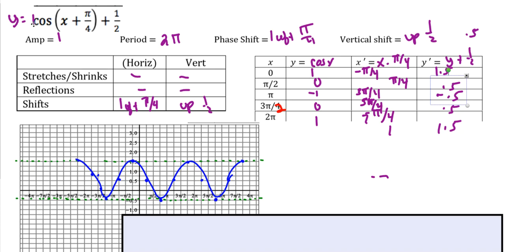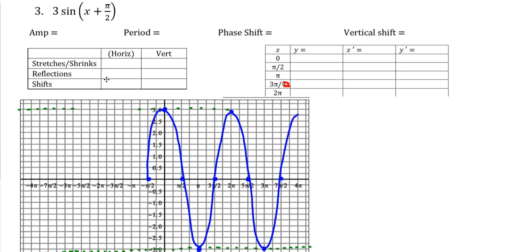So here's our last worked example. I didn't put a box to hide this, but let's go ahead and see what's going on with this. So I want to find out what my amplitude is. That should be a 1 second answer. My period, 2 pi over b, is going to be 2 pi. So again, nothing too exciting there. I'm going to phase shift left pi over 2. Vertical shift, I don't have anything going on. So really not too much exciting on this one either.